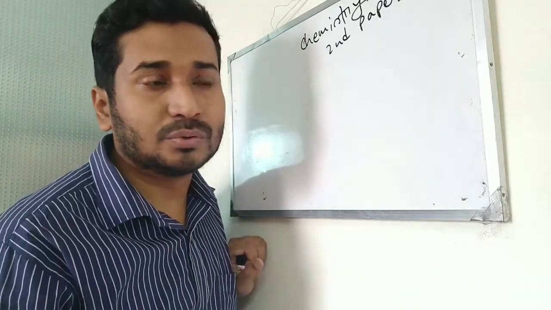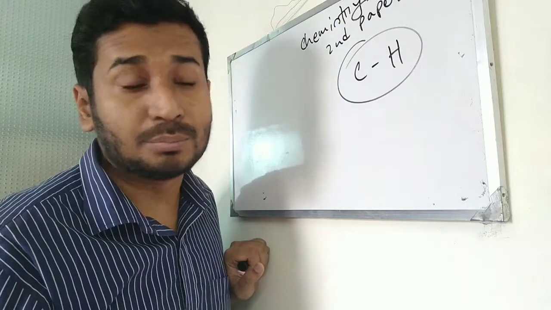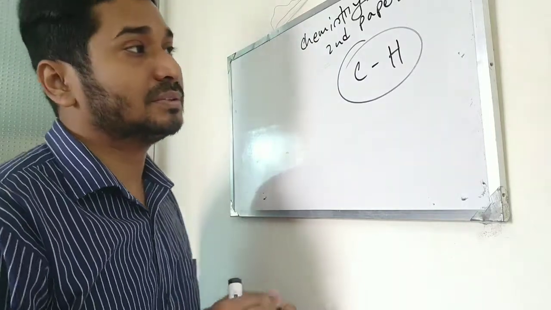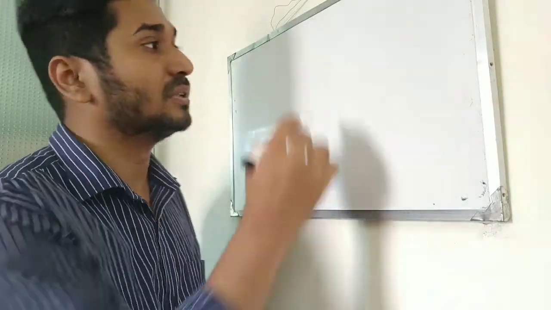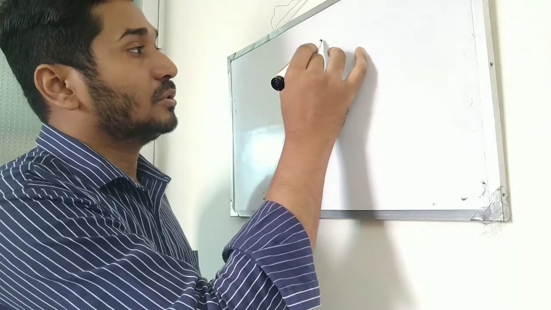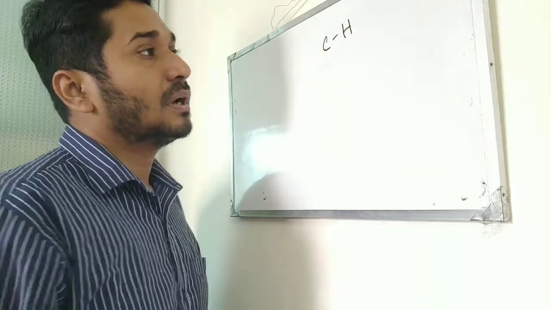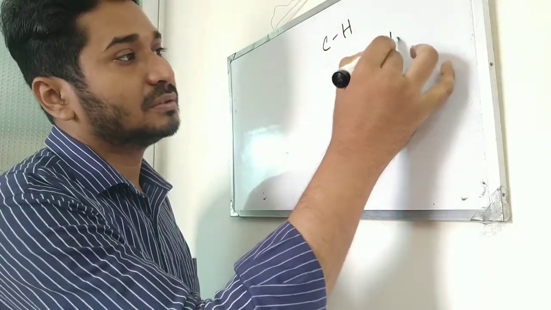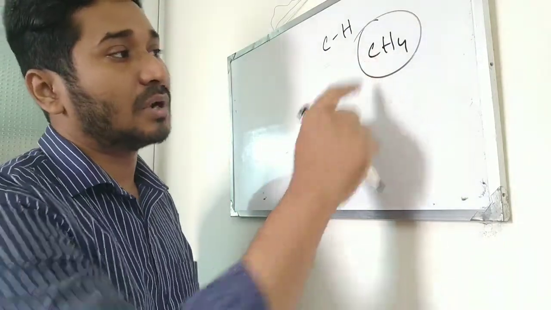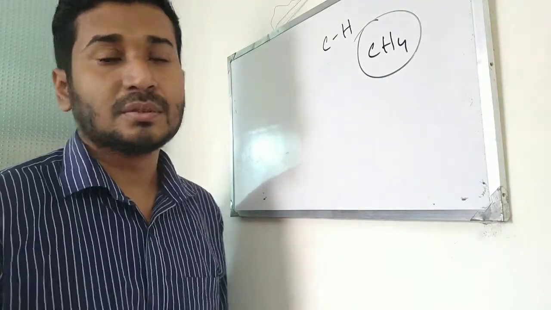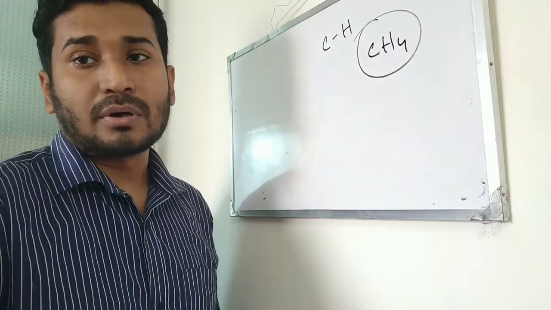The compound which contains carbon and hydrogen is called, in short, a hydrocarbon or organic compound. If you get an organic compound, you will easily find the presence of carbon and hydrogen. That's why it's called hydrocarbon. A common compound is methane, which you have been studying since at least class 6. It is carbon and hydrogen, CH4, and it is called methane. It's a common organic compound.